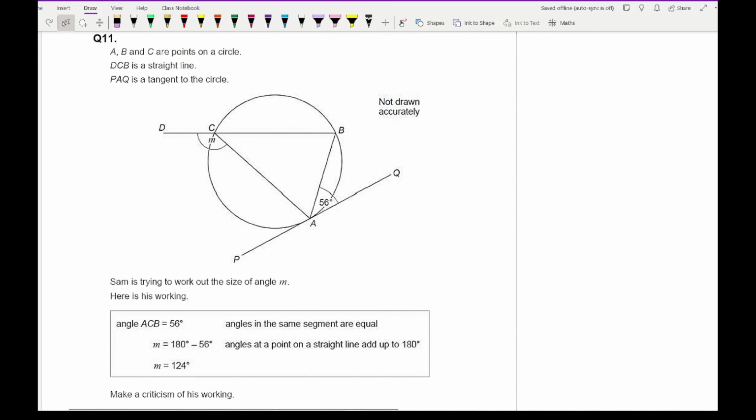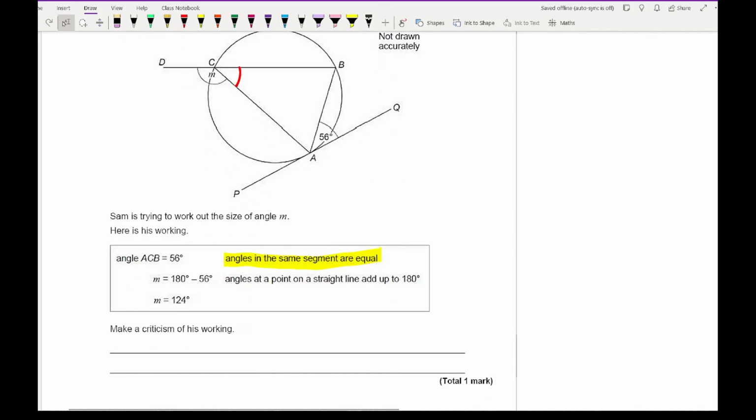So it says angle ACB, which is this angle here, is equal to 56 as angles in the same segment are equal. Well, that's his first mistake. He's actually not used the correct definition, and that will be the answer for this.